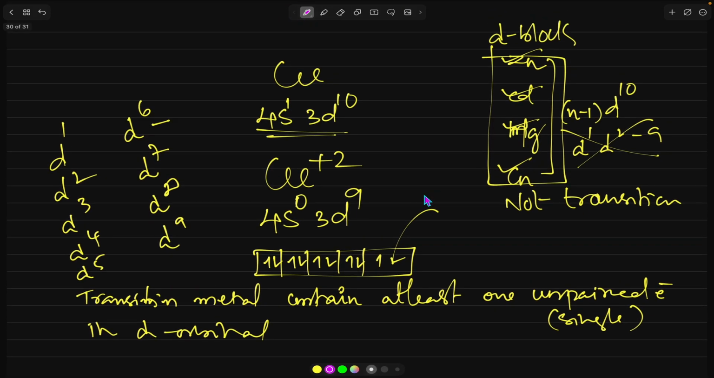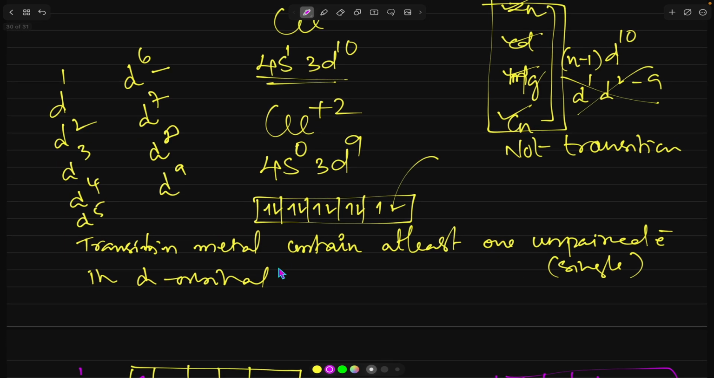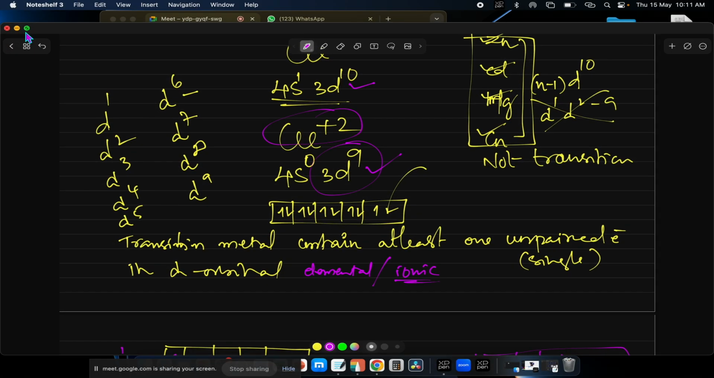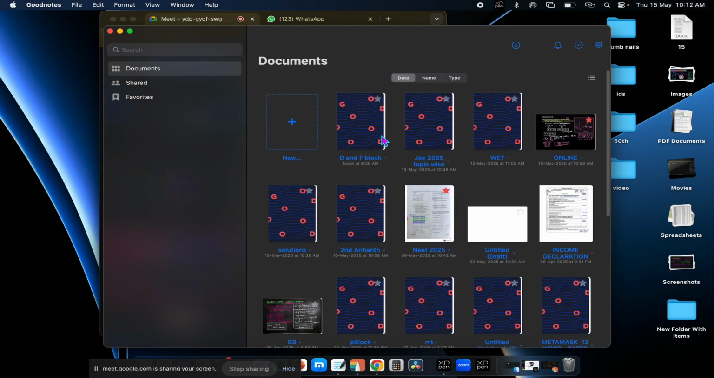But you should remember only the condition: a transition metal contains at least one unpaired electron in the d orbital, either in the elemental state, that is the atomic state, or in the ionic state. That's why copper has a d10 configuration, but copper plus 2 has a d9 configuration, so it is included in the transition metals. You should note this point, right? Now we'll check what is given in the NCERT.